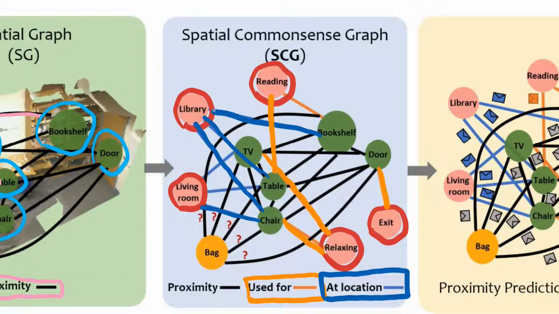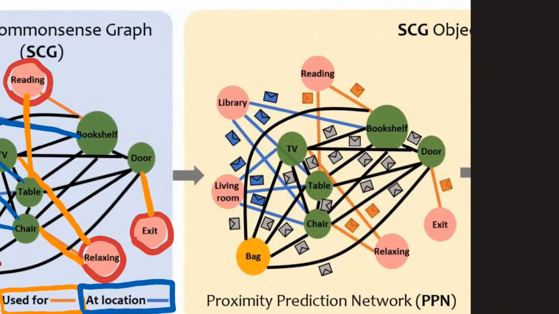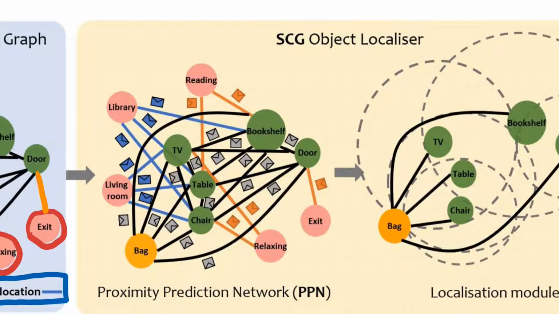So having added these nodes, now we have a graph with the original nodes as objects, and these concept nodes and their relationships to the objects. Now we are able to go forward and try to predict those distances that originally we were looking for, the bag to all of these objects. And after we've trained the network, we will find the distance of the bag to all of the other objects. For example, the distance of the bag to the bookshelf, to TV, to table, to chair, or to door.